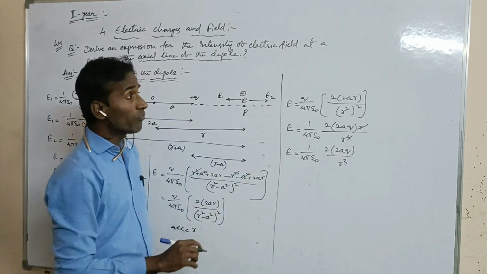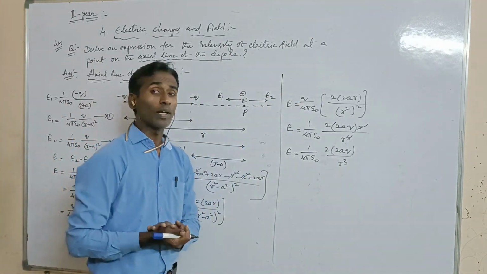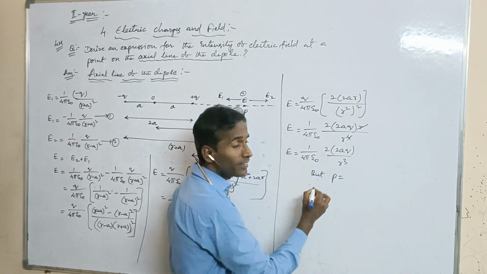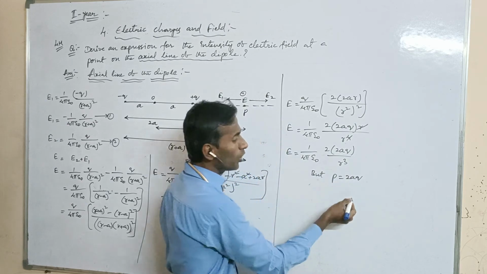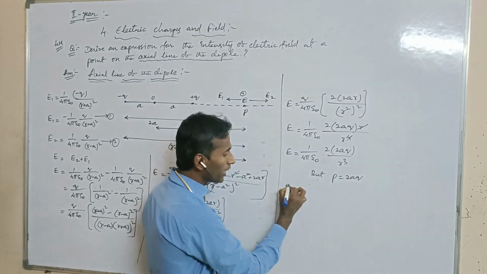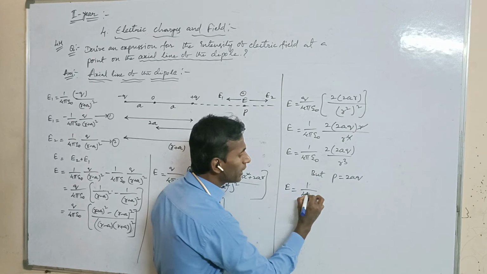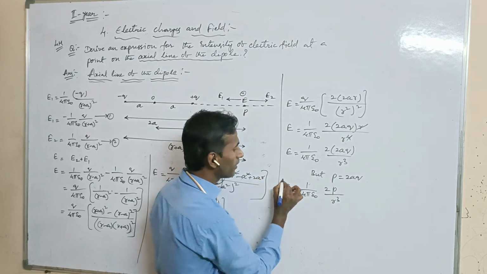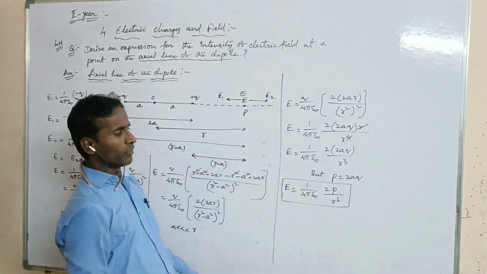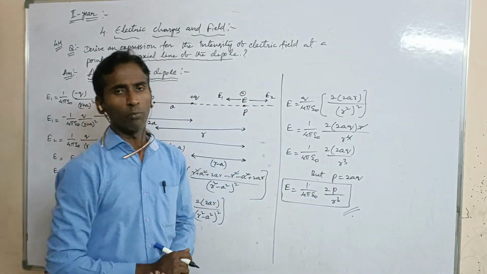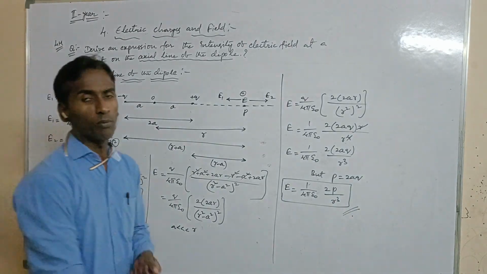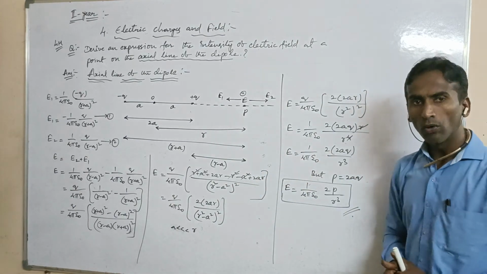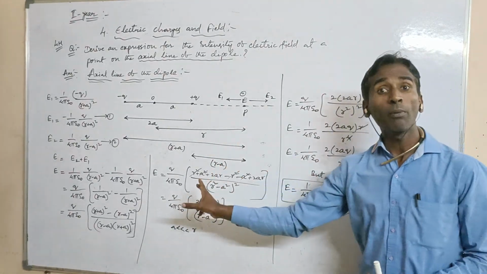But already I told you before the question what the dipole moment is. Dipole moment means P is equal to 2AQ. So now we have to substitute, replace 2AQ, then E is equal to 1 by 4 pi epsilon naught 2P by R cube. This is the required formula for the axial line of the dipole. This is the most important formula. I request you to please do the hard work for this question. Okay, remember the derivation part is a must here.